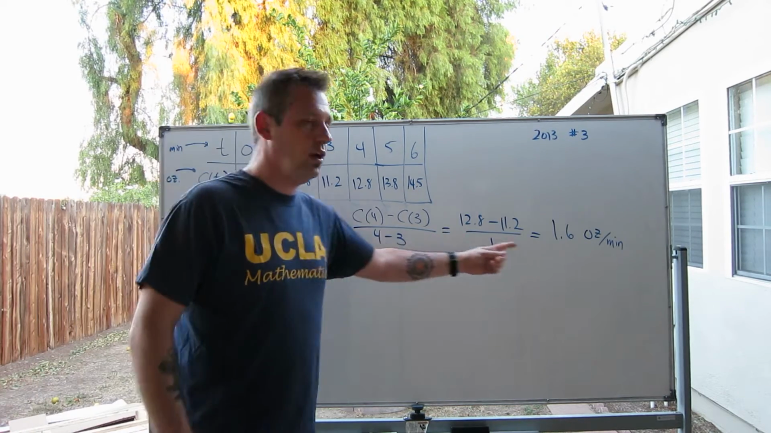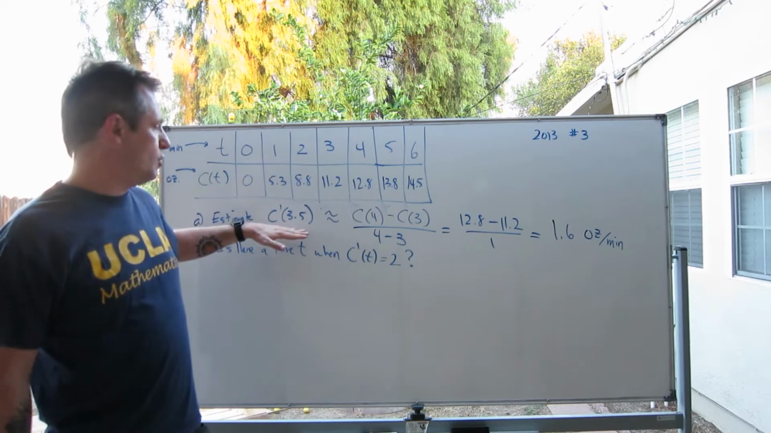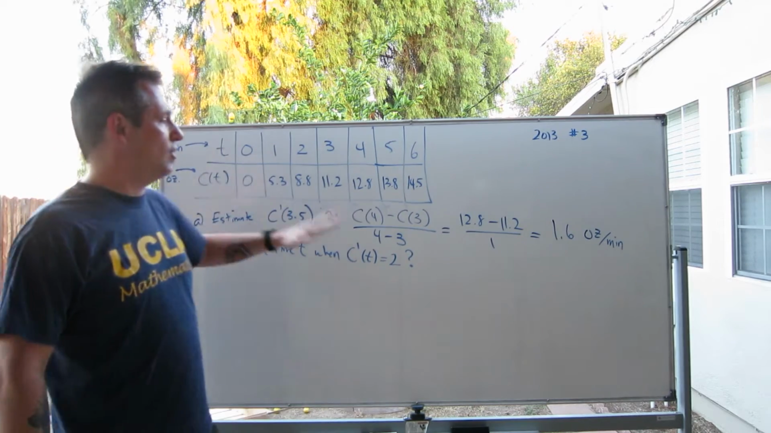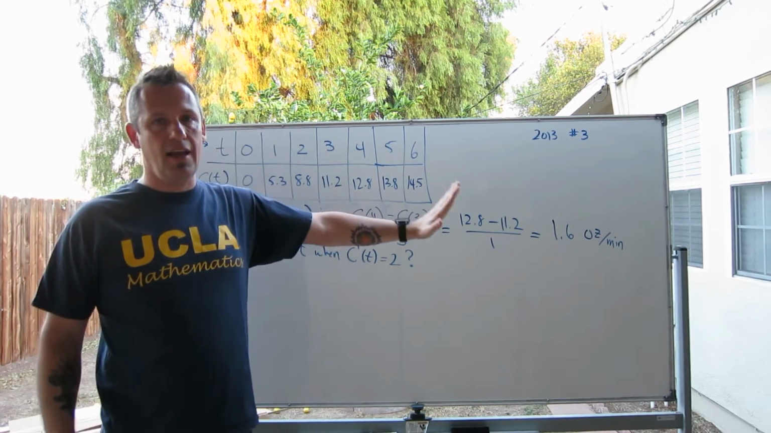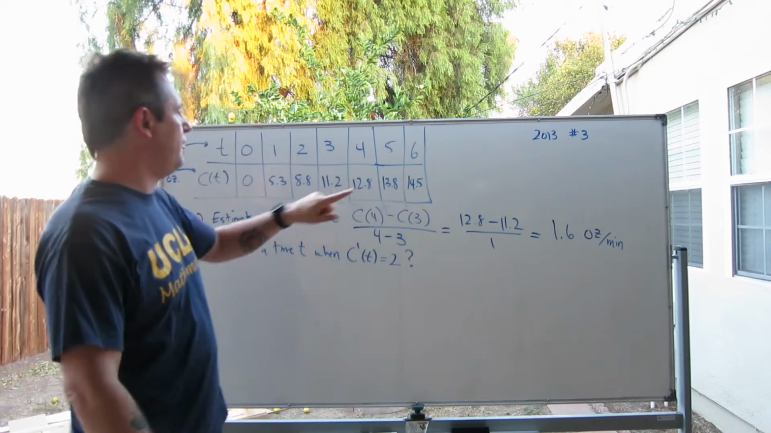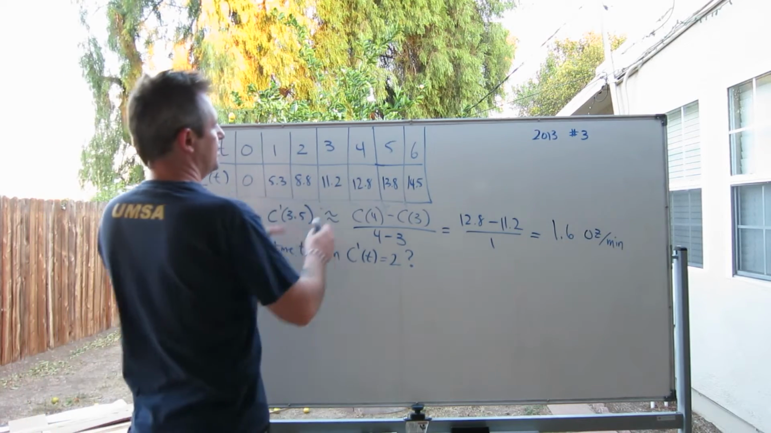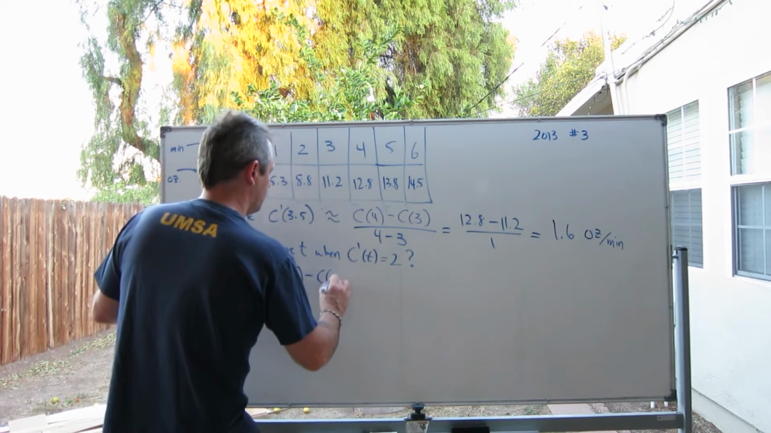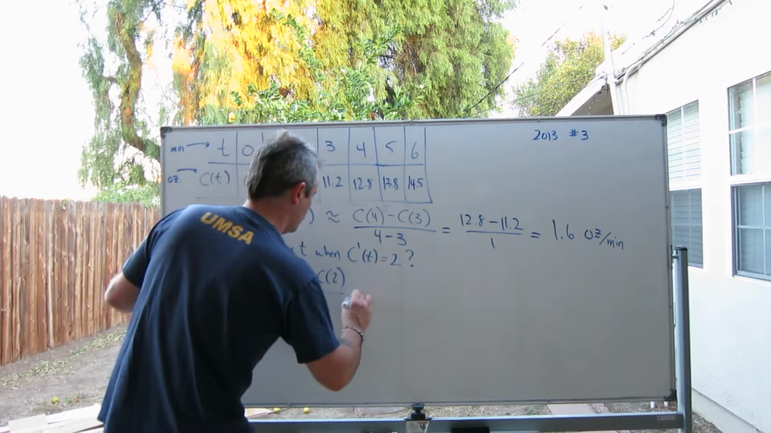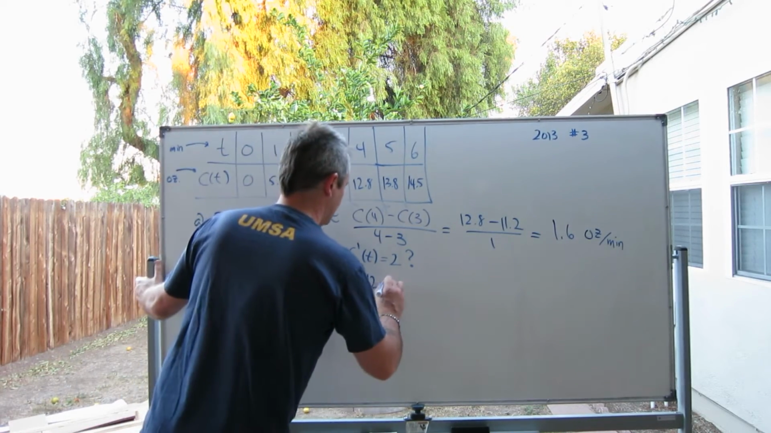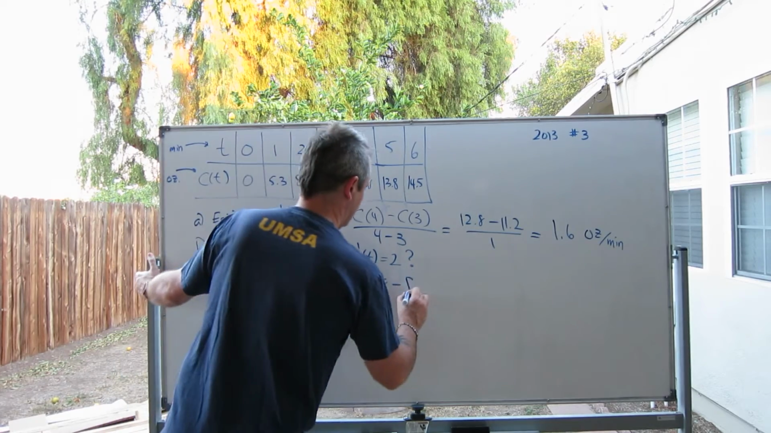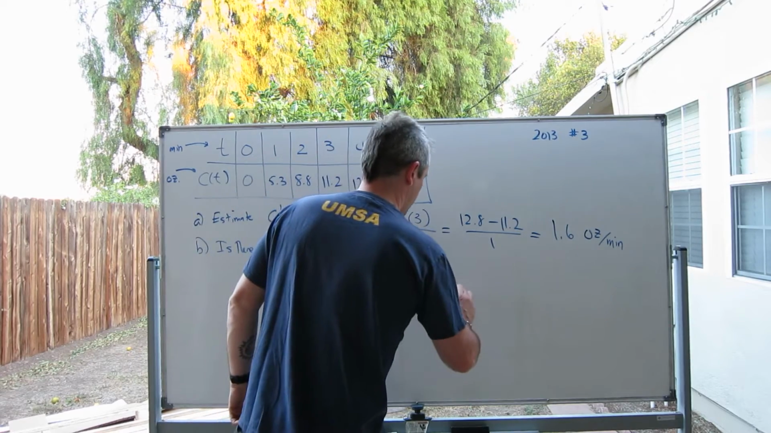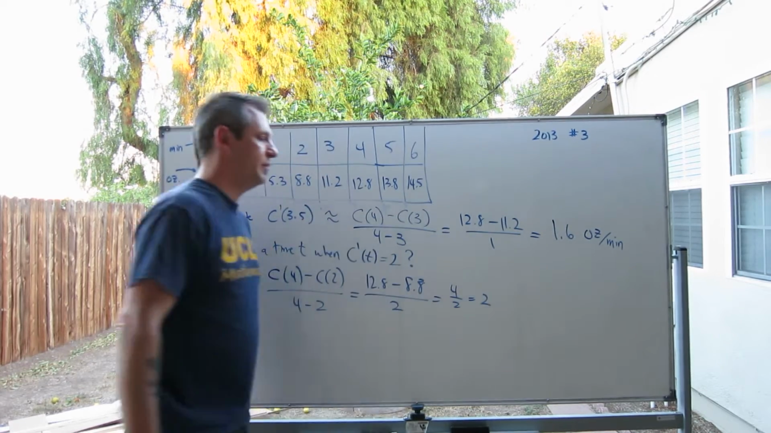Similar to what we did in part A where we estimated the slope of the tangent line at 3.5, I'm going to look for a secant line that has a slope of 2. If I can find a secant line that has a slope of 2, then we're going to be set. And in fact, I can see one right here. Look at the secant line from time 2 to time 4. C of 4 minus c of 2 over 4 minus 2 is going to be 12.8 minus 8.8 all over 2, but 12.8 minus 8.8 is 4, over 2, which is 2.